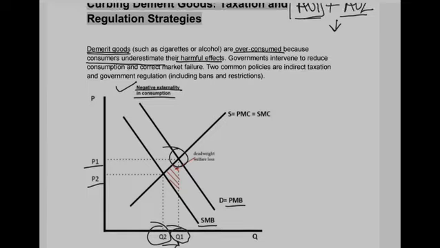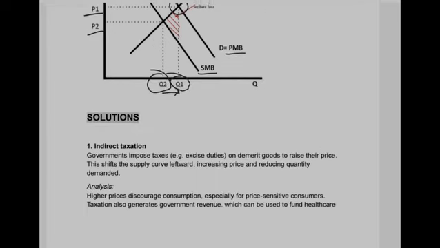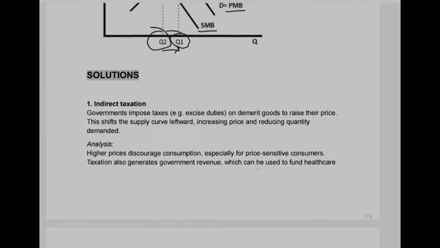Then we will go on to your AO2 component, which talks about the analysis of the 2 policies. Here I have used taxation and regulations, right? Let's go on to the first one. The first one talks about indirect taxation.